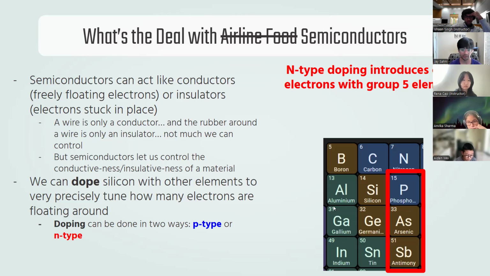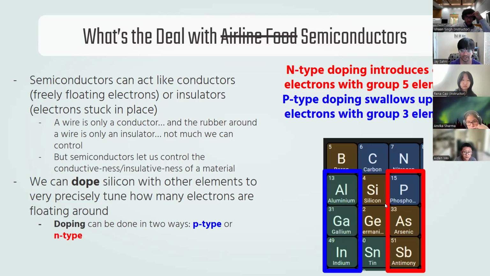That's our n-doping. P-doping is the opposite. Aluminum, gallium, indium, and boron all have one less electron. And this one less electron takes away electrons that normally exist. So you see that, yeah, group 3.